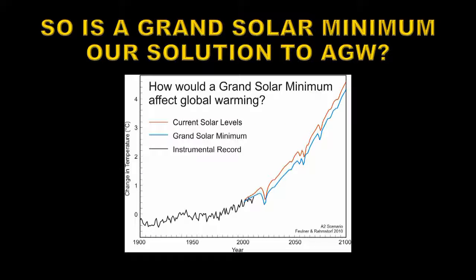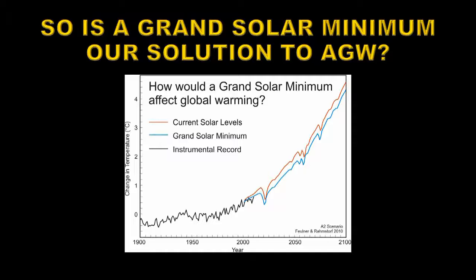Many are claiming we don't need to worry about anthropogenic global warming, because if there's a grand solar minimum on the way, it's going to cool global temperatures sufficiently such that it will counteract the effects of global warming. Well, this was a calculation done by a couple of scientists in 2010 showing the difference between the current solar levels and those in a grand solar minimum, and what would happen to the global temperatures. And you can see the change is absolutely minimal, and it's consistent with the 0.02 degrees centigrade that I pointed out earlier.